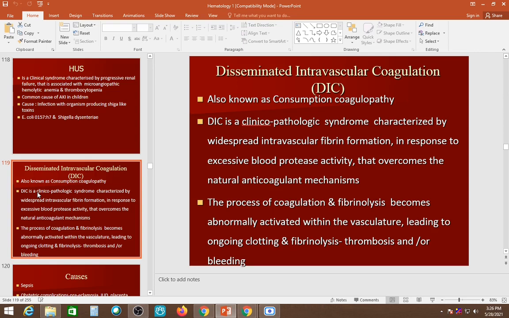So it includes TTP and HUS. HUS is very common in children, and it is one of the leading causes of acute kidney injury in children. It is usually caused by infection with organisms that produce Shiga-like toxin. One is E. coli and the other Shigella dysenteriae. And TTP, basically it's also the same.